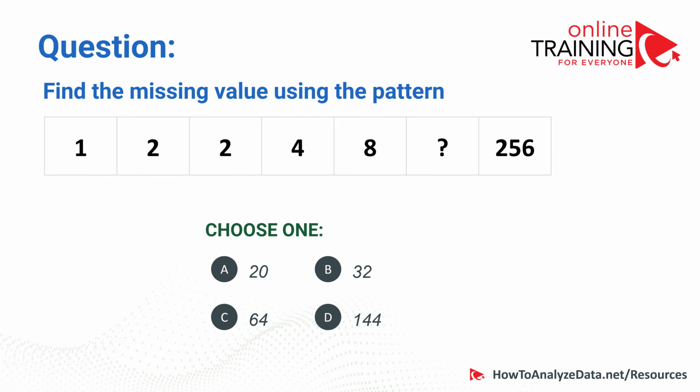Find the missing value using the pattern. And you have a pattern of numbers 1, 2, 2, 4, 8, the missing value, and then 256. You need to choose one from the list. And the choices are 20, 32, 64, and 144. What do you think is the right answer here?